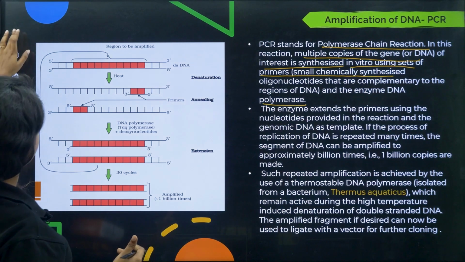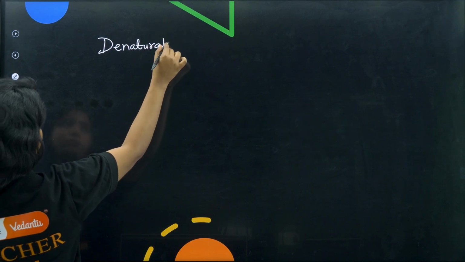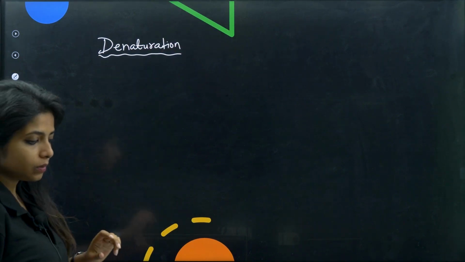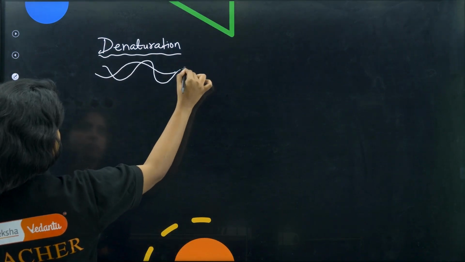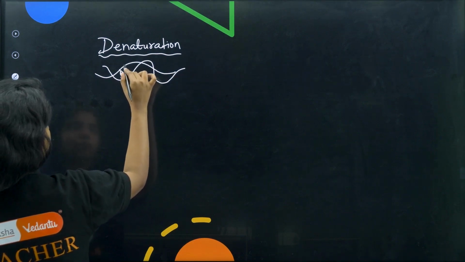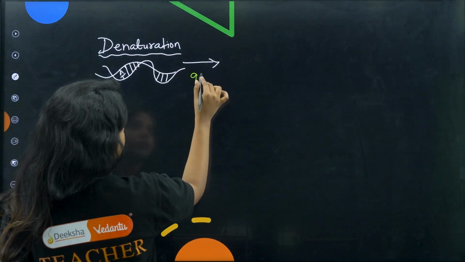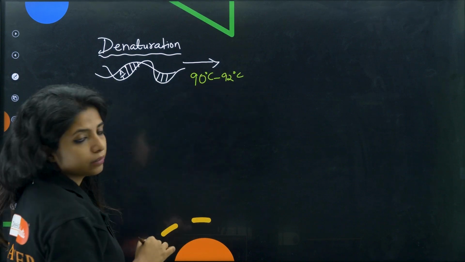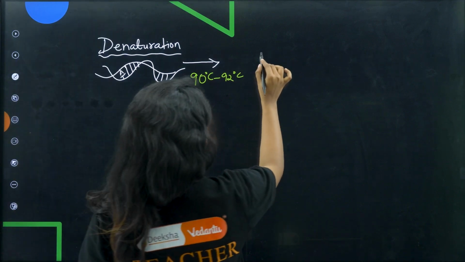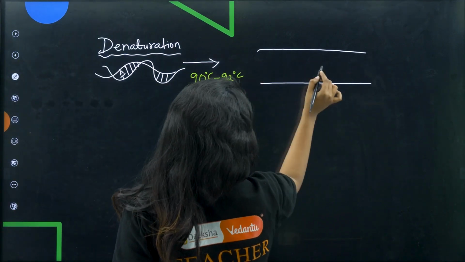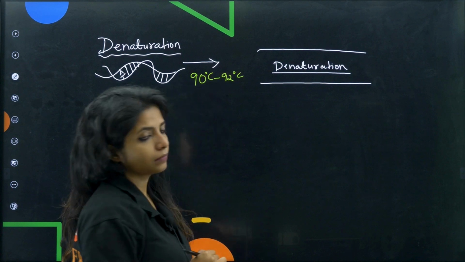Okay, so what is the first step? Let's see. The first step that we have is denaturation. What exactly happens in denaturation? You have the DNA strand, which has bonds between the bases, A, T, all of them, you know that. The first step is done at almost 90 to 92 degrees Celsius. It's a very high temperature. With this temperature, what happens, children? The DNA strands get separated, and this is known as denaturation.